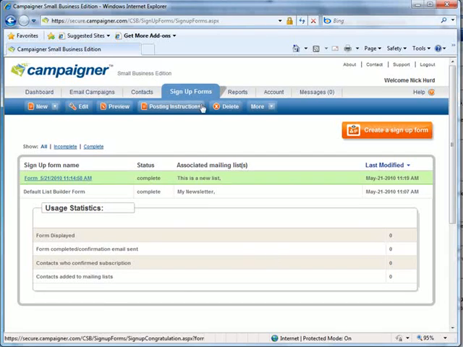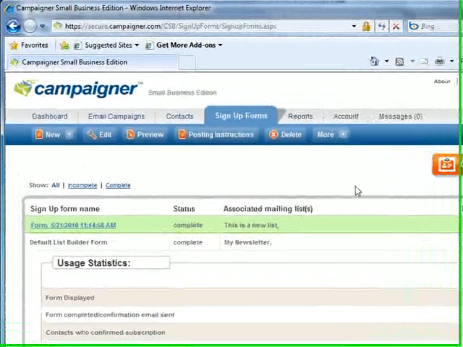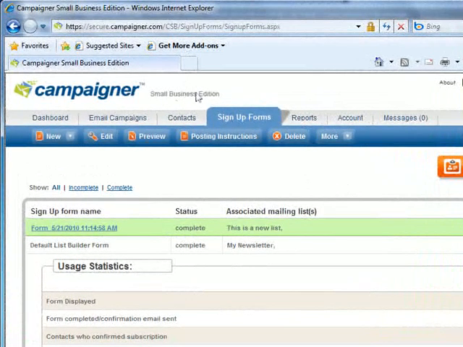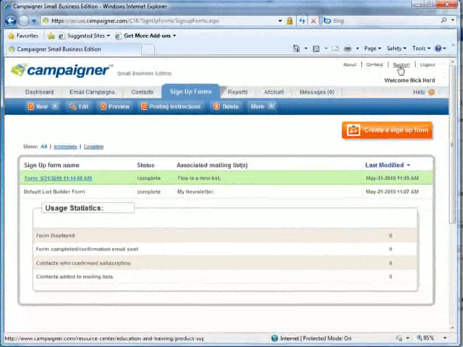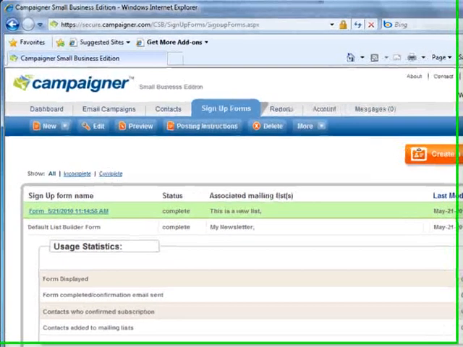One thing that I looked for here, and see, we're in the small business edition of Campaigner. The small business edition does not have autoresponder lists. What I wound up doing is I called their support people, and they answered very quickly. The support was really great.